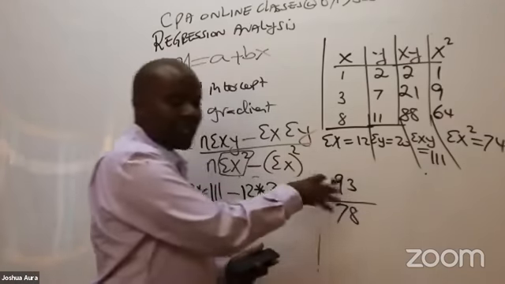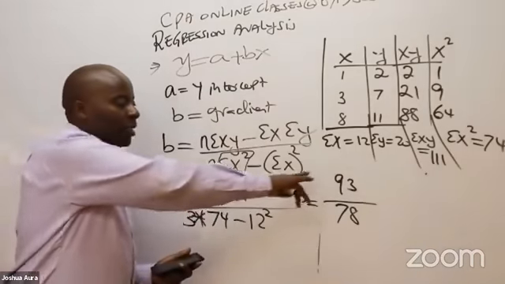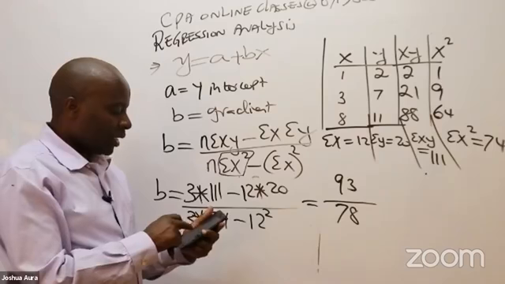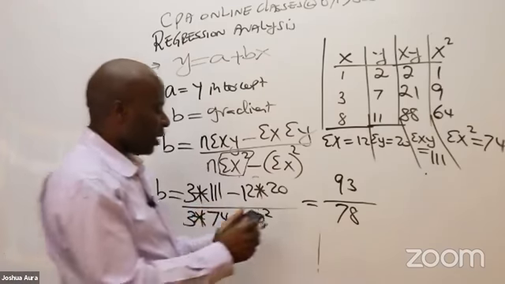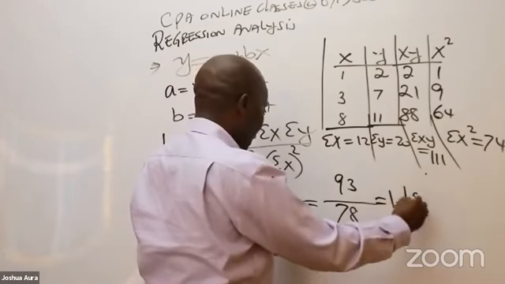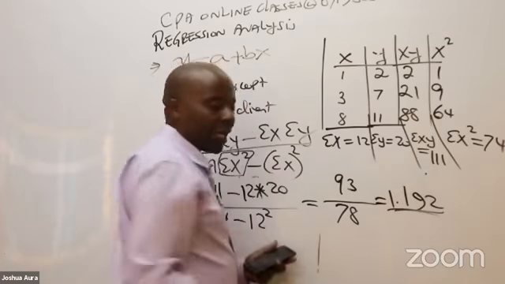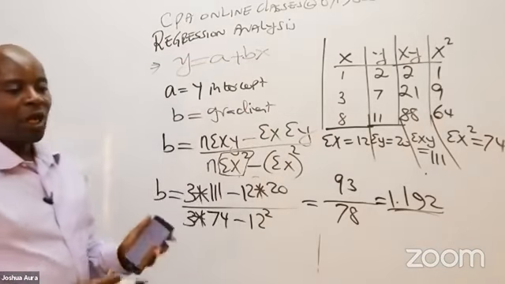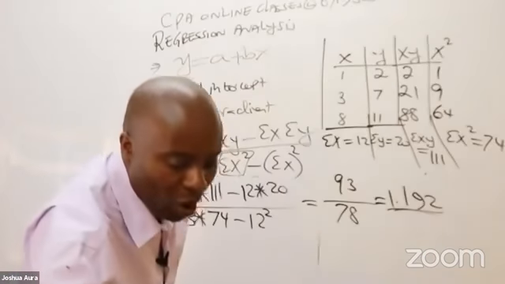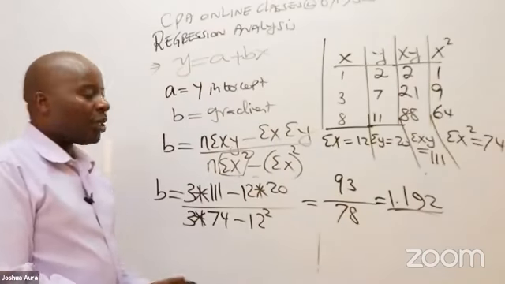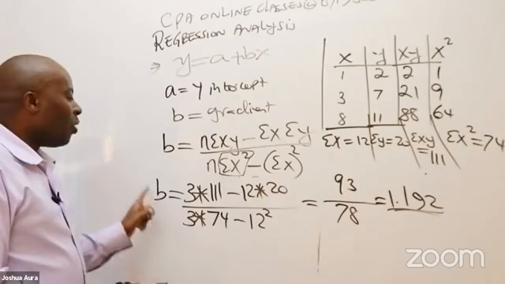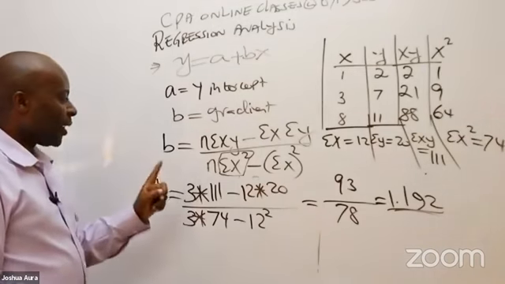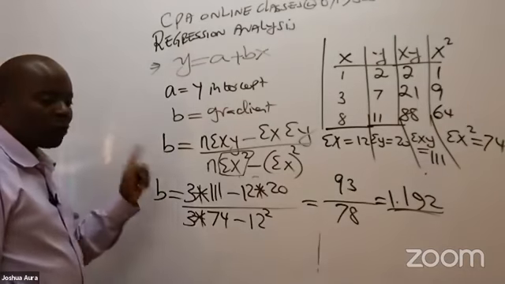It is the quotient that I want here. I want you to divide this for me. 93 divided by 78 gives me 1.192. And once I've gotten the value of B, ladies and gentlemen, what I need to do now is to get the value of A. B is a prerequisite, something that we need in advance to be able to get A.